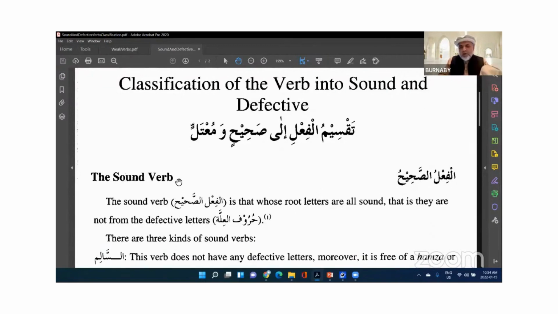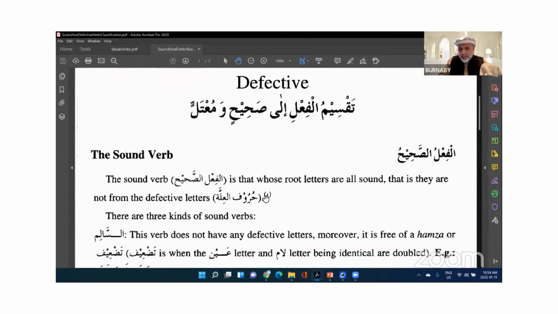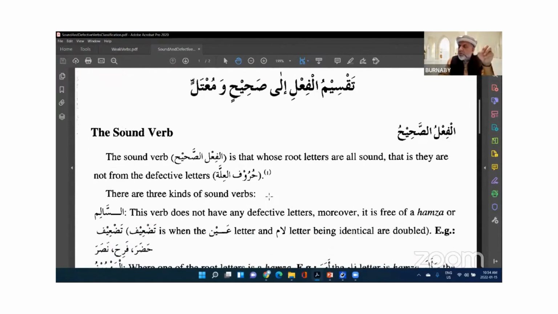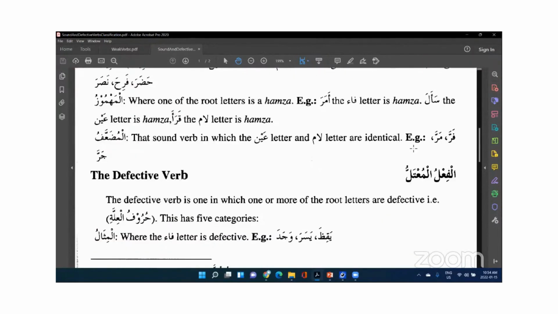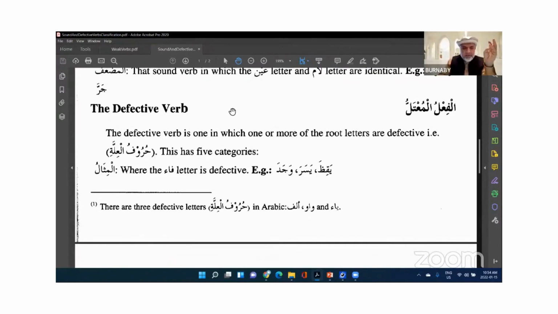al-failul sahi is the sound verb, the word where the root letters are all sound. That is, they are not from the defective letters. They are not from the huruf illa. What are the huruf illa? Waw and ya. And we also know that the sound verb does not have any defective letter. Moreover, it is free of Hamza or a repeating letter or a letter being doubled. So then look at the defective verb.